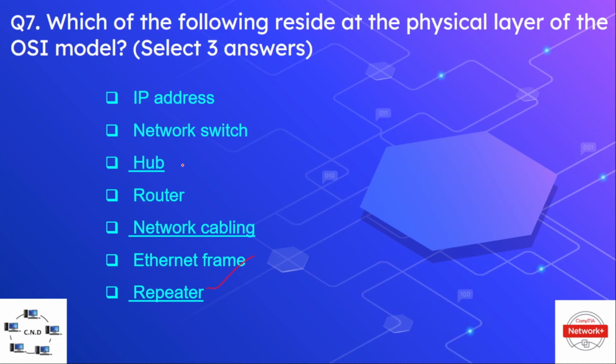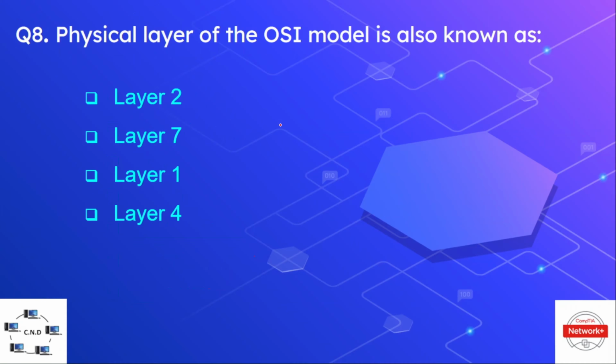So these are the correct options. The hub, repeater, and network cabling are part of the physical layer. So question number 8 is that the physical layer of the OSI model is also known as, and the options are layer 2, layer 7, layer 1, or layer 4. And the correct option is layer 1. So the physical layer is also known as layer 1.